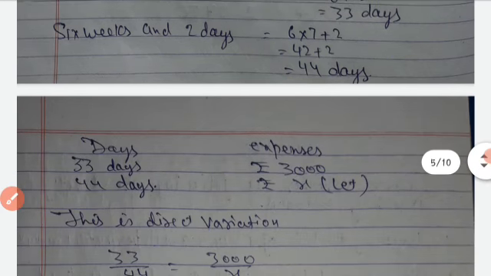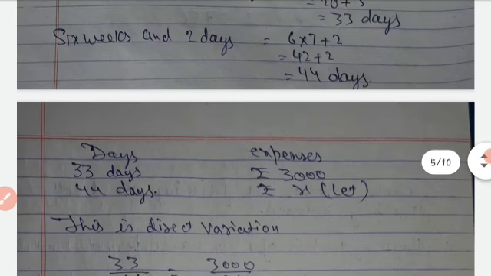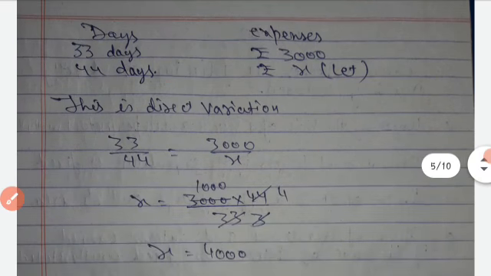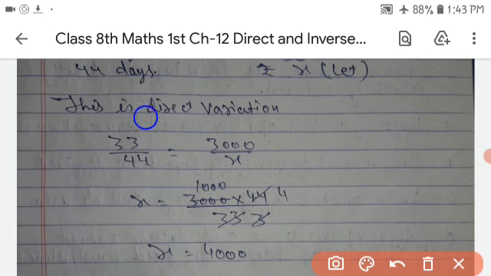Now days equal to 33, expenses is rupees 3000. For 44 days, suppose expenses are x rupees. This is a question of direct variation. Now 33 upon 44 is equal to 3000 upon x. Now cross multiply here.